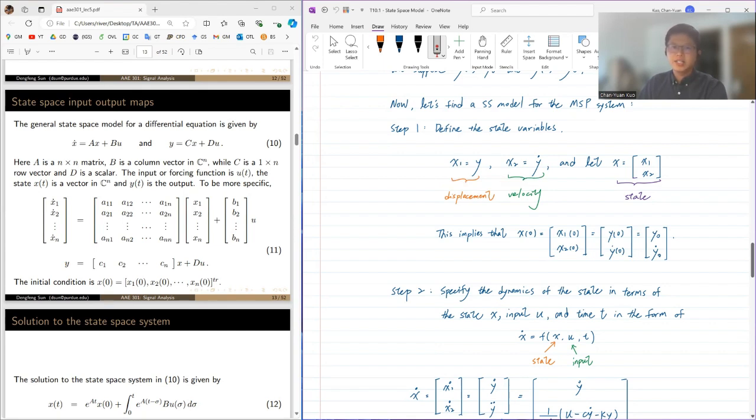And the state x is a vector of x1 and x2. And according to our definition, the initial state of the system x of 0 is a vector of y naught and y dot naught.